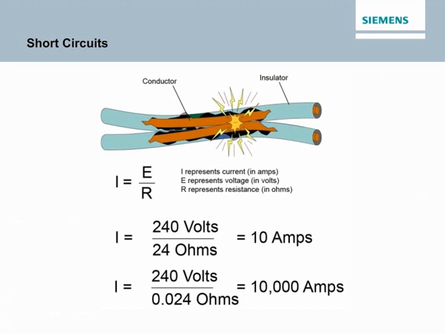Ohm's law demonstrates the relationship of current, voltage, and resistance. For example, a 240 volt circuit with 24 ohms of resistance would normally draw 10 amperes or amps of current. When a short circuit develops, resistance drops. If resistance drops to 24 milliohms, current will be 10,000 amps. The heat generated by this current will cause extensive damage to connected equipment and conductors. This dangerous current must be interrupted immediately when a short circuit occurs.